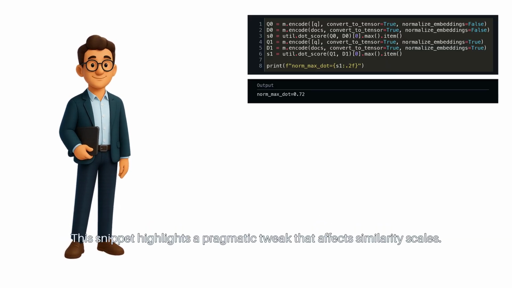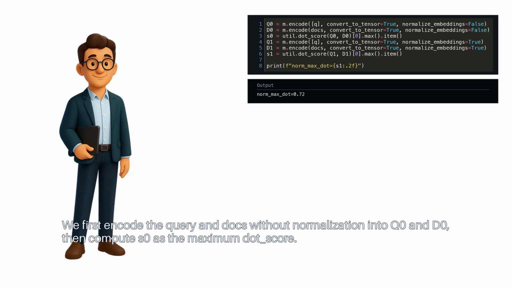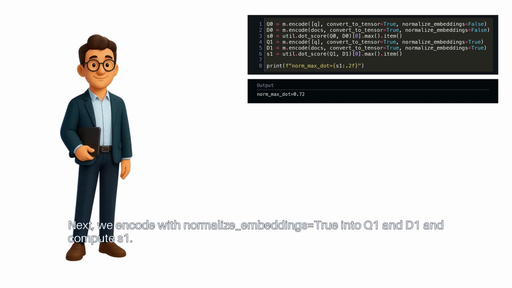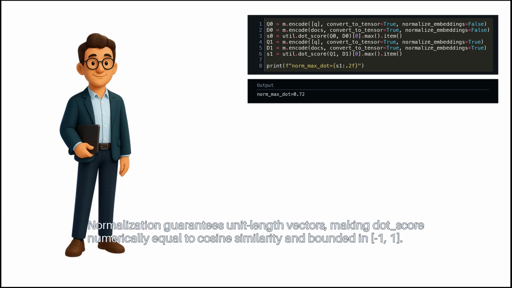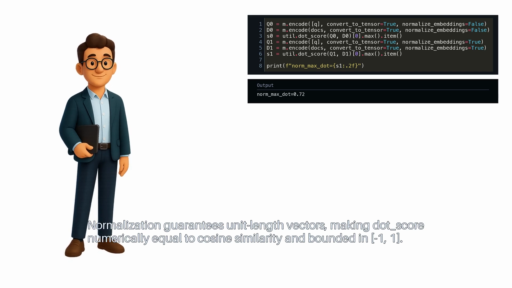This snippet highlights a pragmatic tweak that affects similarity scales. We first encode the query and docs, without normalization, into Q0 and D0. Then compute S0 as the maximum dot score. Next, we encode with normalize embeddings equals true into Q1 and D1 and compute S1. Normalization guarantees unit length vectors, making dot score numerically equal to cosine similarity and bounded in -1 to 1.